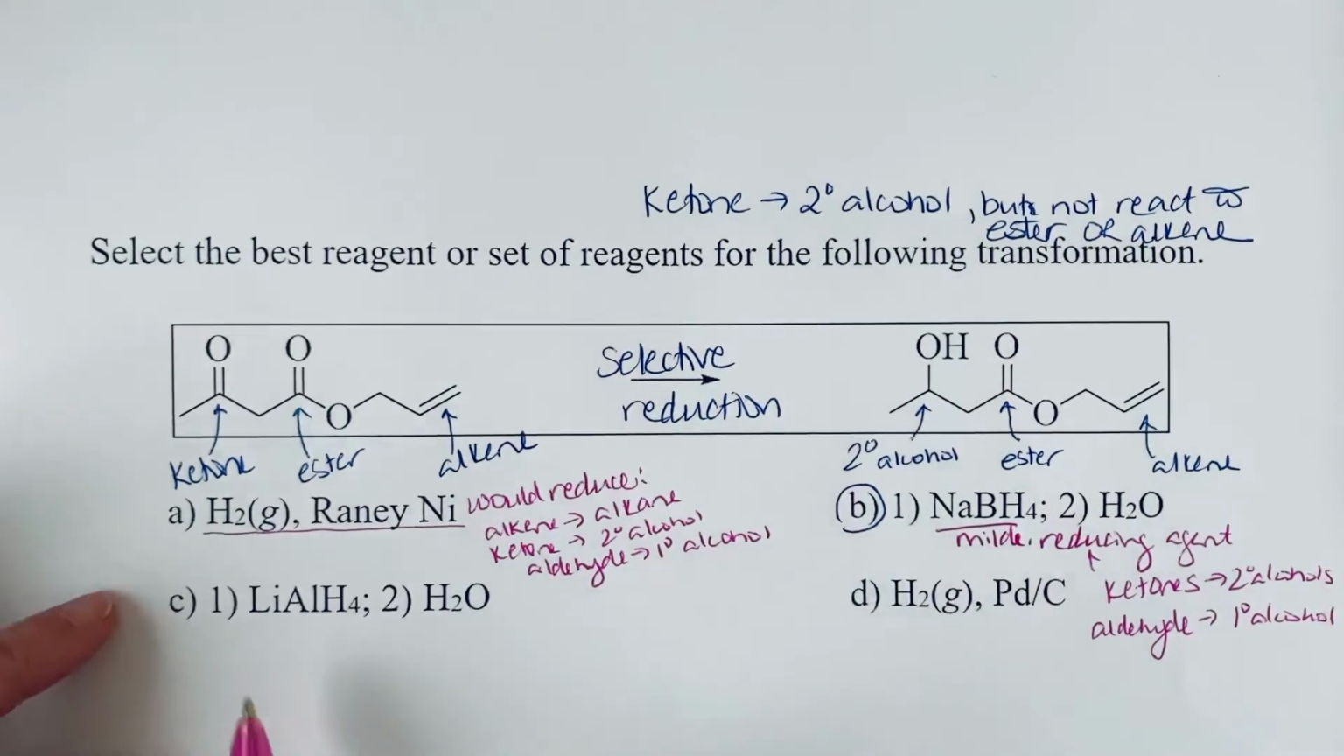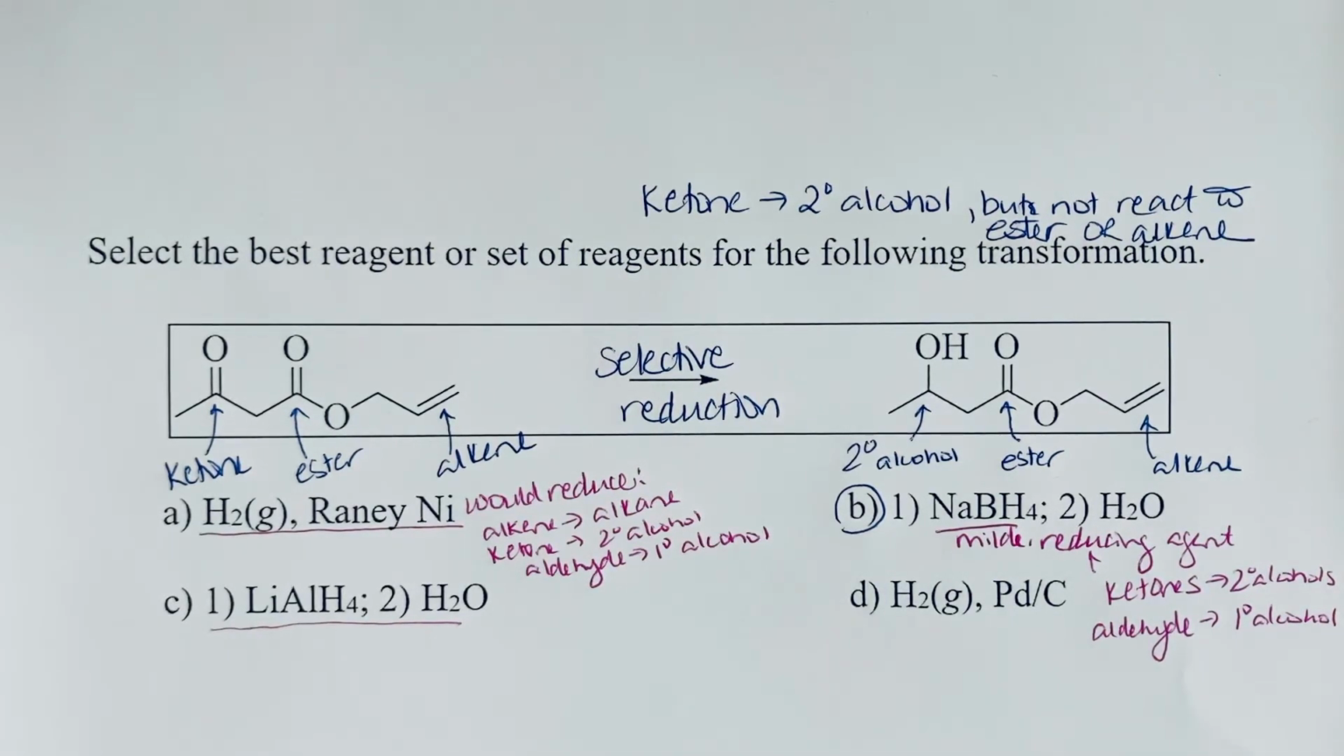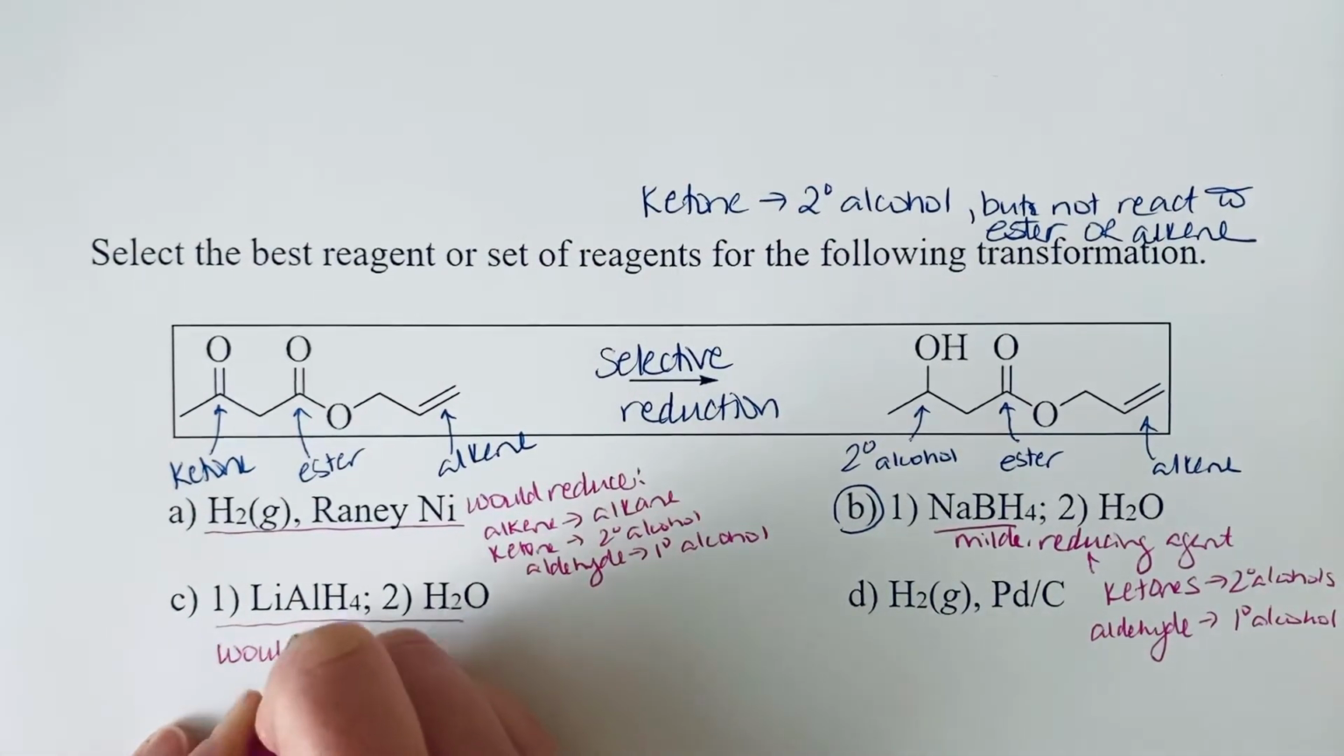Okay, if we look at the option C, this is lithium aluminum hydride. That is the most powerful reducing agent that we've seen. And this reacts with polar pi bonds. So this is not going to react with your alkene, but it would react with the ester and with the ketone. So this would reduce the ester and the ketone.